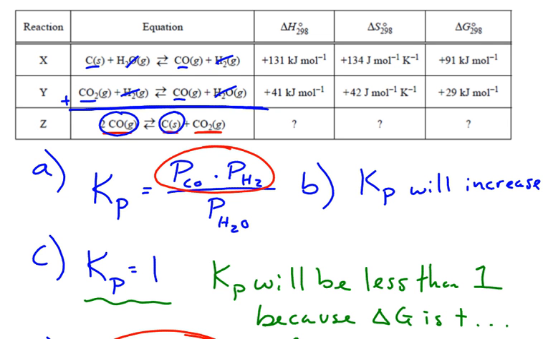So talk to me about one thing that's going to happen, not the final answer here, but what's one thing that naturally has to occur on this reaction? Because this is all I have in the beginning. What's something that we know has to happen?